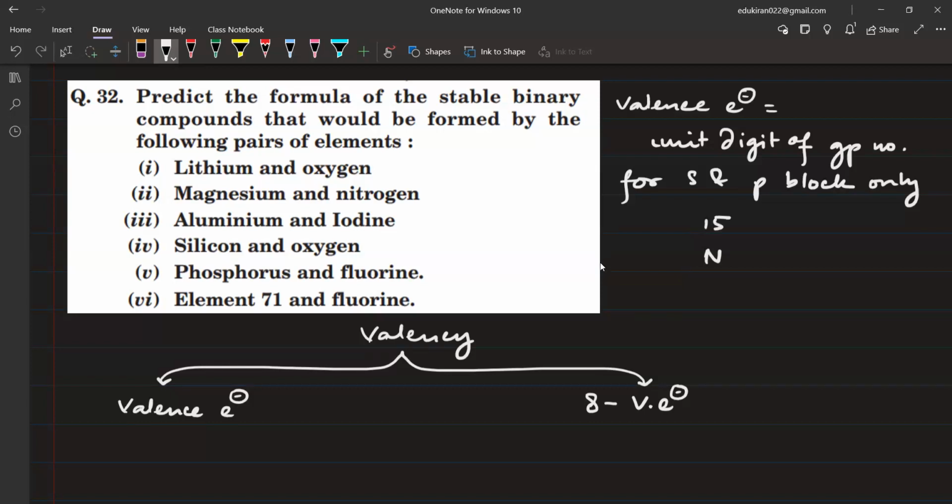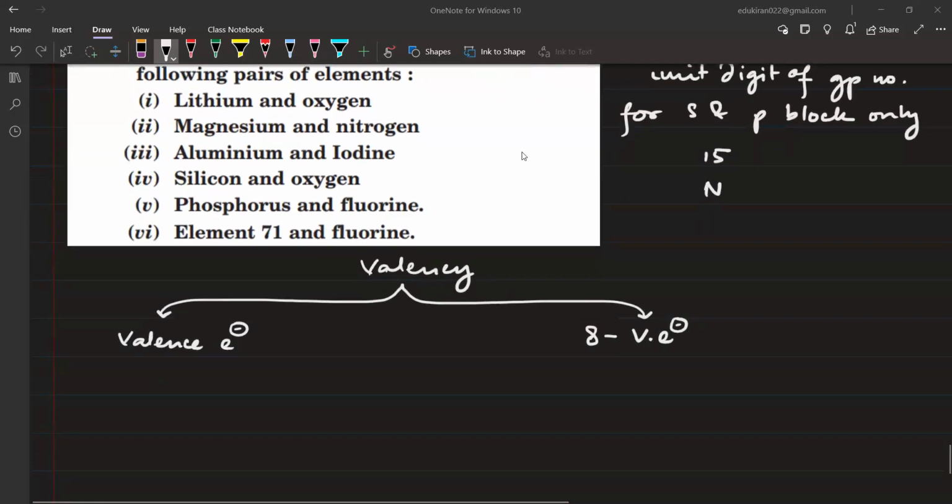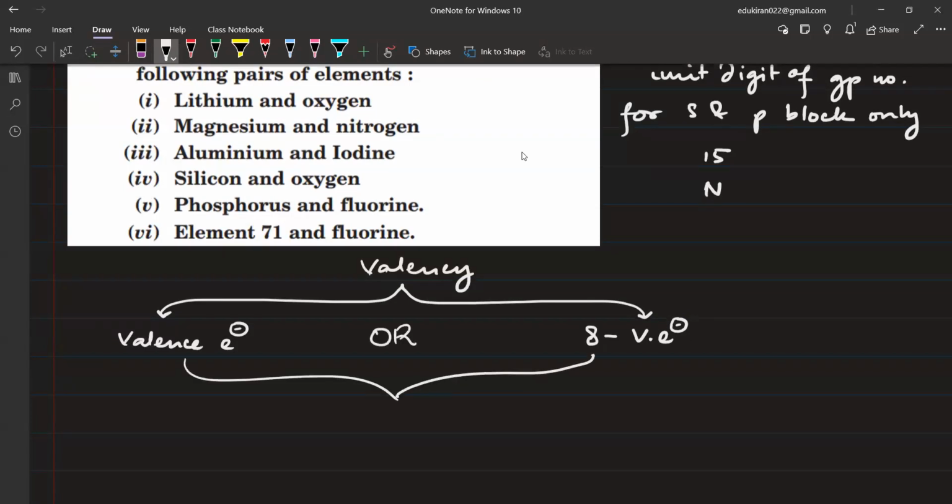So what will be the valence electron? 5 will be the valence electron. Now, please see, valency can be the valence electron or 8 minus the valence electron, whichever is lower. Got it? Yes or no? Please tell me.